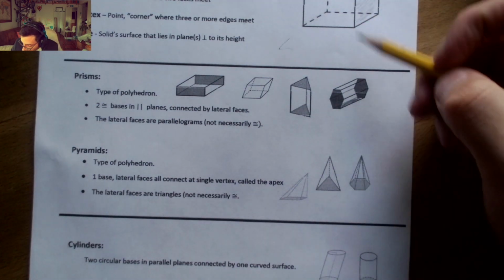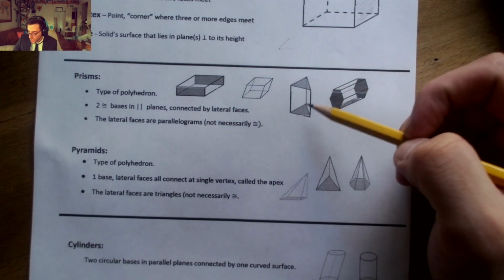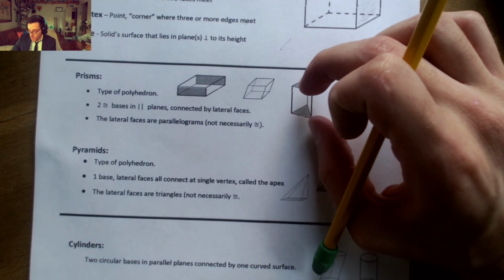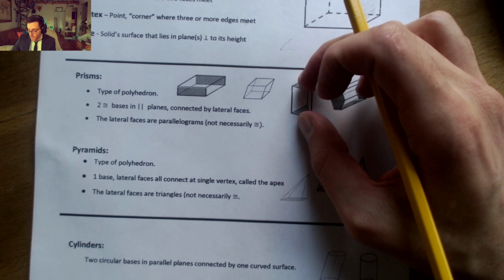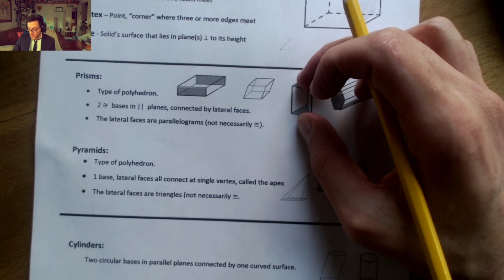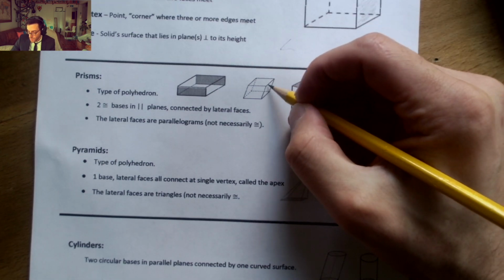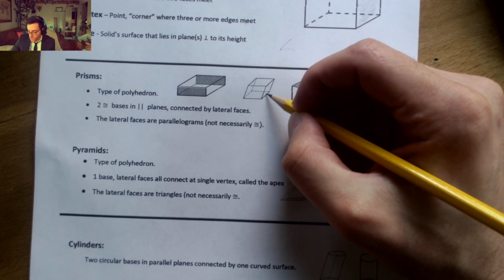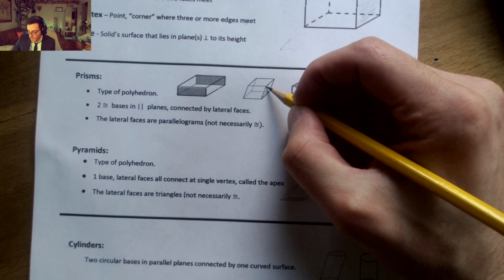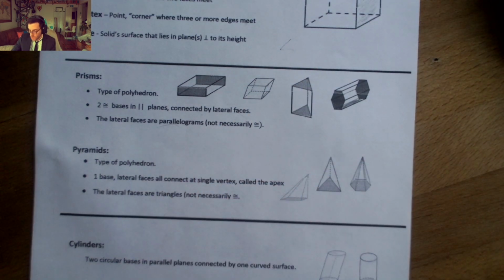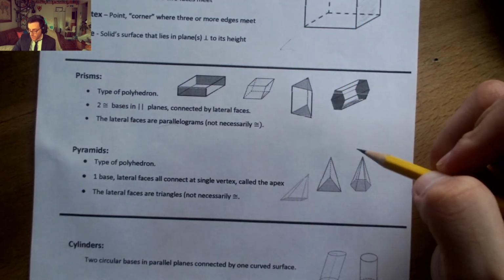If we look at this particular figure here, we can see how our top and our bottom are parallel with one another. These bases are parallel. Our sides to the boxes, that whole side, the bottom line and the top line, are parallel with one another. They're parallelograms. The left and right side are all parallel as well.